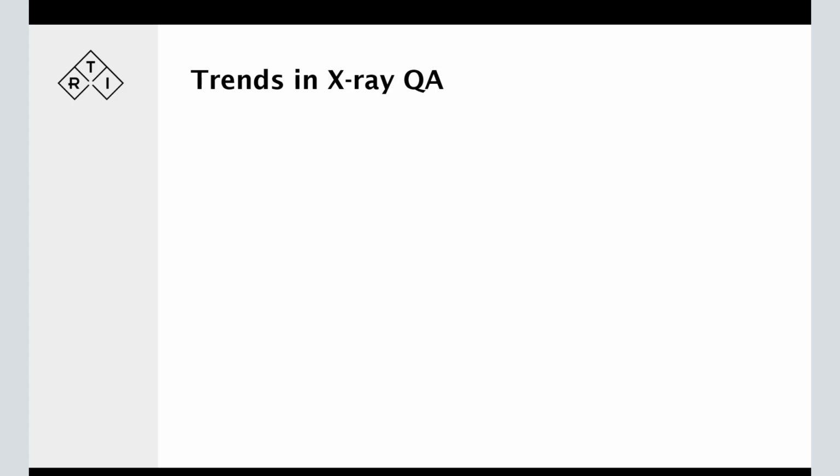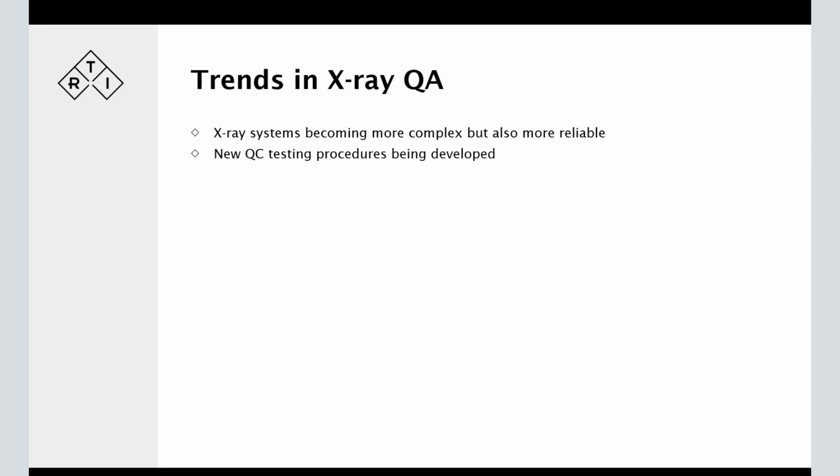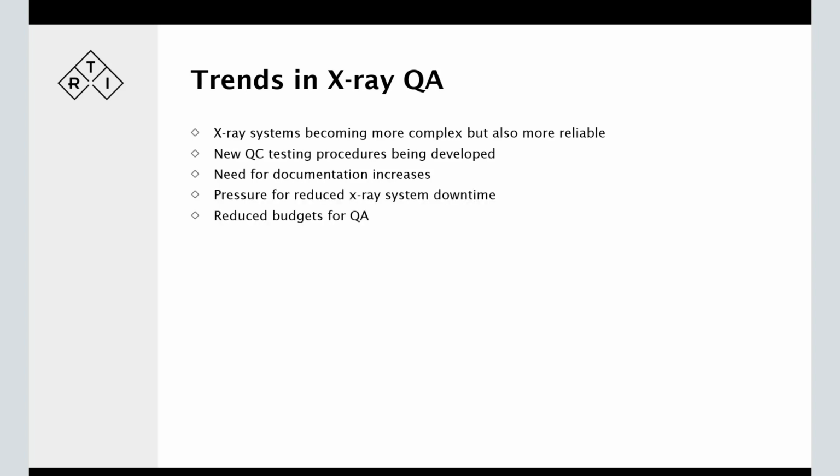Now, what future do we see for X-ray QA? Well, as with most technology, equipment is getting more complex, but also more competent and reliable. This is one factor behind the development of new test procedures and protocols. From both regulatory bodies and internal demand, the need for documentation increases. And financial aspects affect the priority for QA work. Patients who generate revenue should be in the exam rooms as much as possible, not staff performing tests.